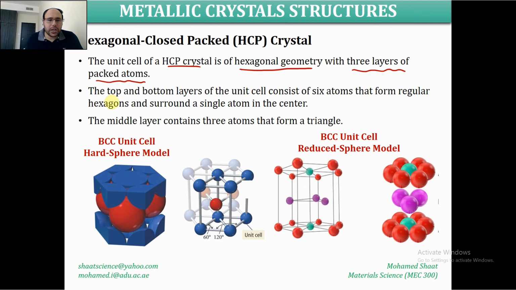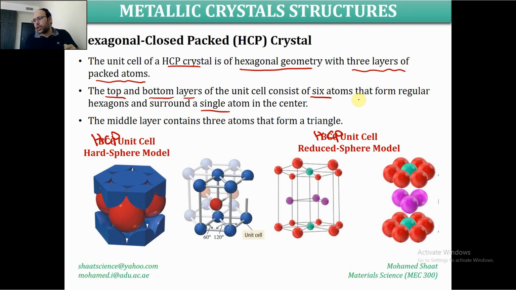So these layers are arranged in this way. On the top and bottom layers, we have top layer, bottom layer. As already shown here in this representation, this is one unit cell of the HCP crystal structure. This is HCP crystal structure. And so we have one top layer, one bottom layer, and there should be a middle layer. So the top and bottom layers of the unit cell consist of 6 plus a single atom. So in total, the top and the bottom contain 7 atoms.